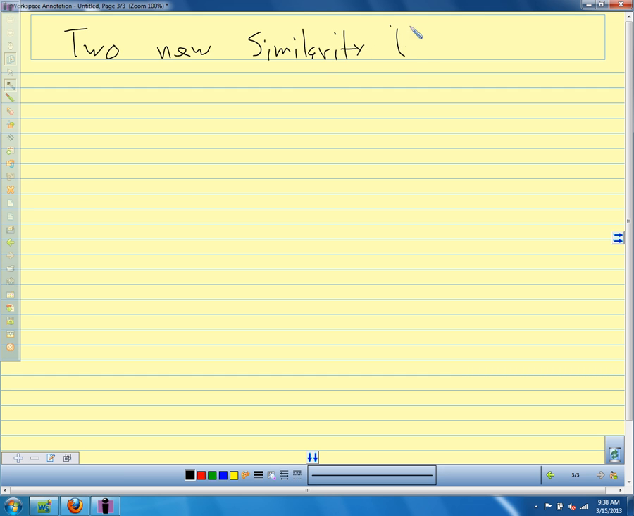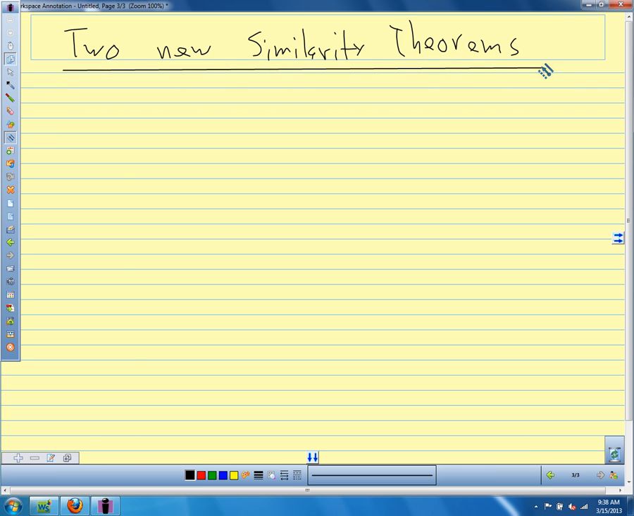So two new similarity theorems. And these are things that we can figure out if we already know that the triangles are similar. So I'm going to combine them both into one.